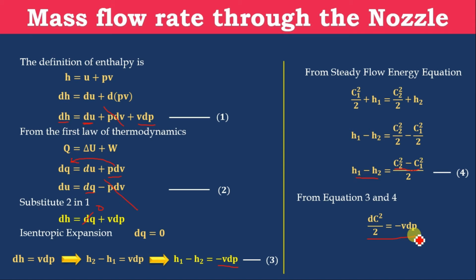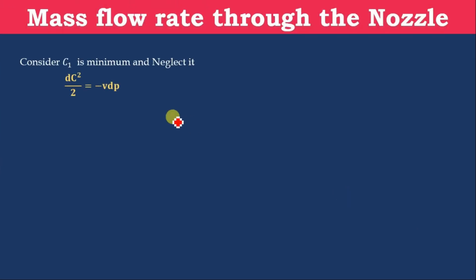Now our inlet velocity is very small compared to the exit velocity. So we neglect inlet velocity so that we get only C2 square divided by 2. If we integrate the above equation from 1 to 2, the C1 gets cancelled. So this becomes C2 square divided by 2, because this should be C2 square minus C1 square divided by 2, but C1 is minimum so we neglect it. We have taken only C2 square divided by 2 equals minus integral of 1 to 2 vdp. We know that the flow in the nozzle is isentropic, which follows the equation PV power gamma is equal to constant. Normally for gamma we take 1.4.